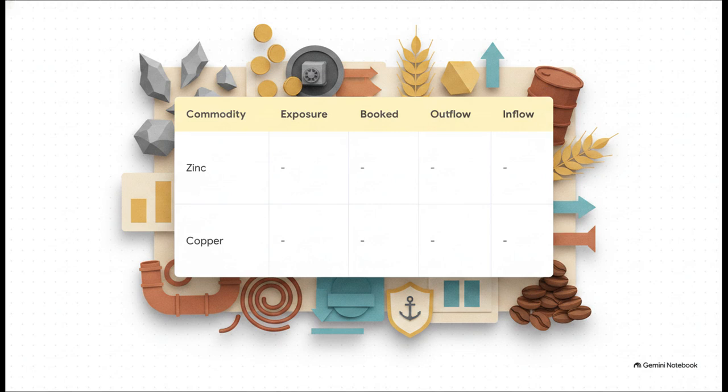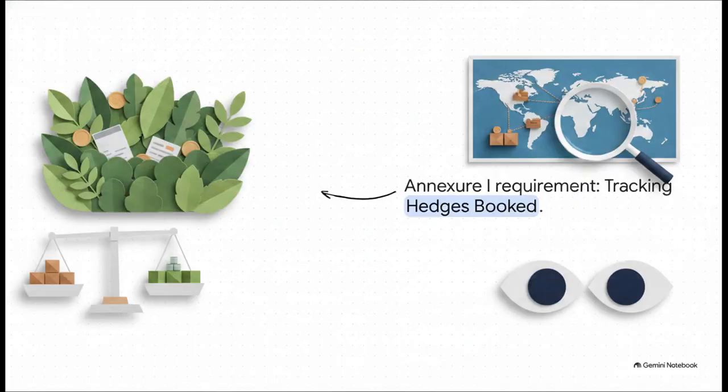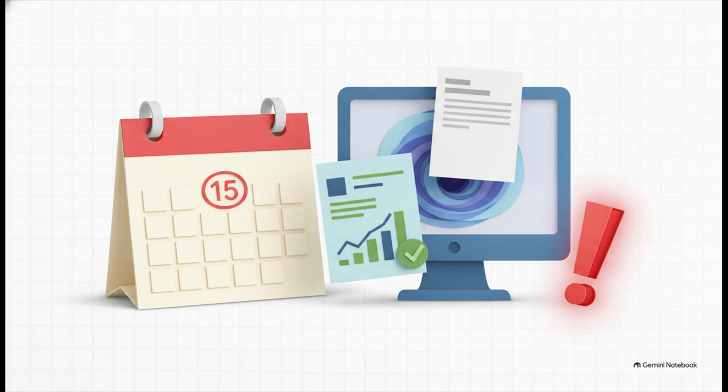This is a recreation of Annexure I from the circular, and it shows exactly what granular data points you and your bank have to track for the RBI. They want to see the specific commodity and then trace the money moving in and out. You literally have to declare your exact exposure quantity. And then map that directly against the hedges you've actually booked to prove you aren't over-leveraging. The regulator is looking at this side by side to make absolutely sure your hedges do not exceed your actual underlying business risk. And this data doesn't just sit in a drawer somewhere.